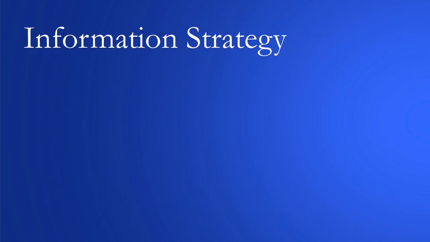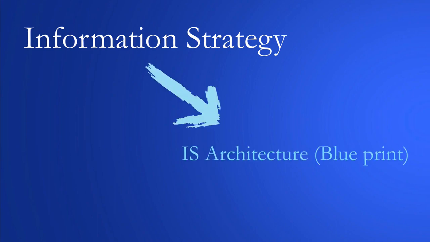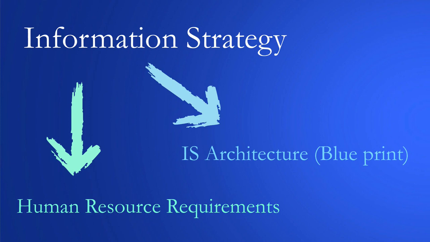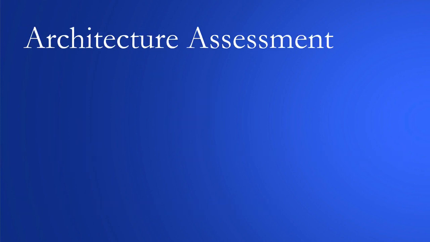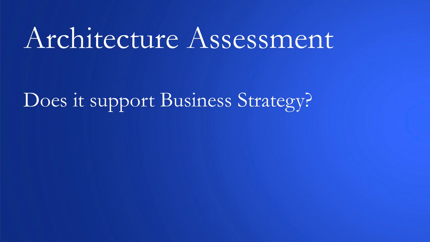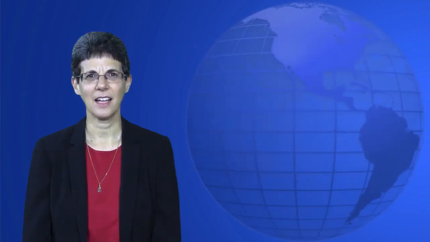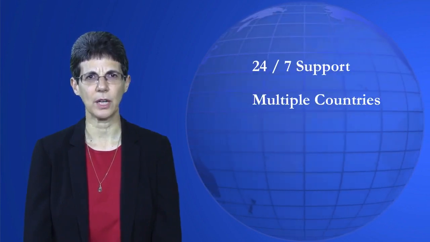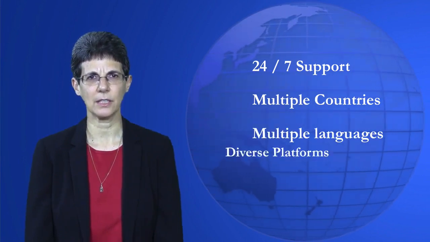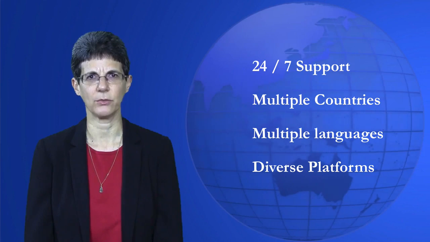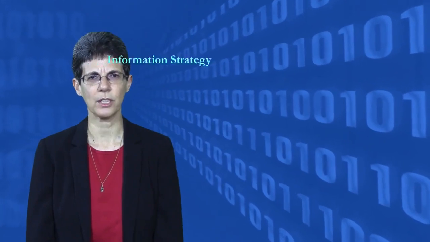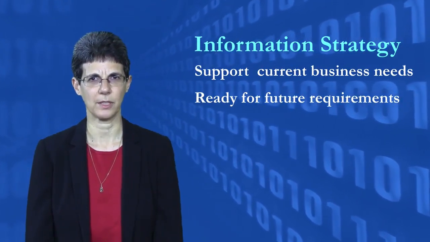The established information strategy then drives the information system architecture or blueprint and human resource requirements. An assessment of the architecture includes an evaluation of whether the architecture can support the business strategy, for how long, and whether any changes are needed to support the dynamic business environment. A large multinational corporation needs an architecture that supports operation around the globe in multiple countries and languages, and that integrates internally developed business processes with functionality acquired via mergers and acquisitions. In other words, enterprises need to ensure that their information systems support current and future business needs.